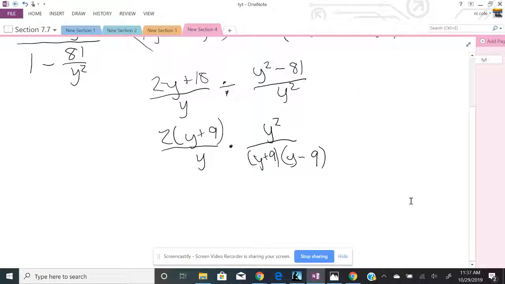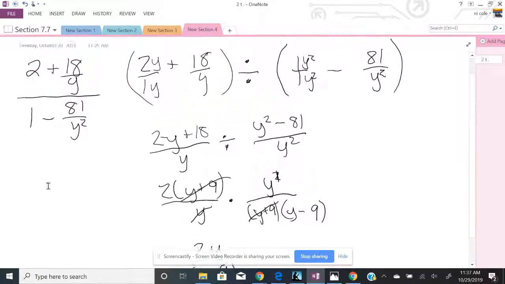All right. So checking my crosses, my y plus 9s cancel. I have a y squared and a y. The y cancels. This becomes y to the 1. So then I'm left with 2 times y all over y minus 9. And that'll be my final answer.